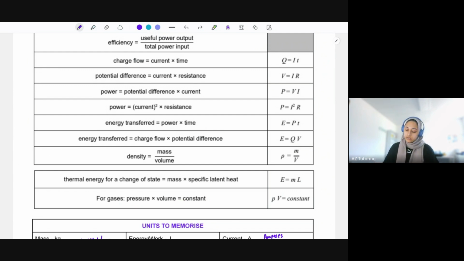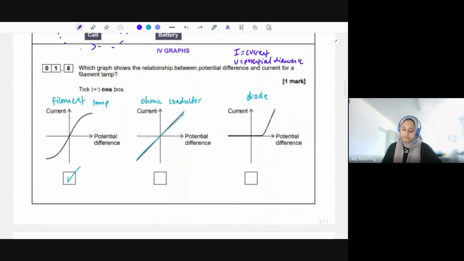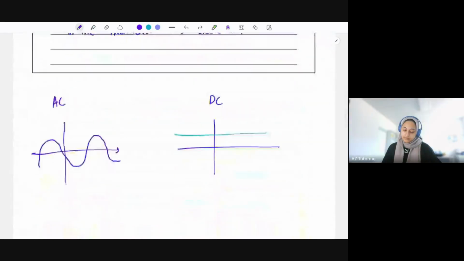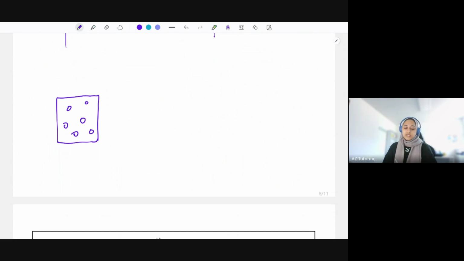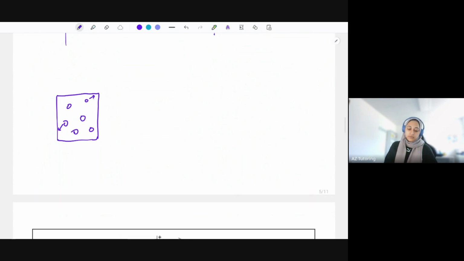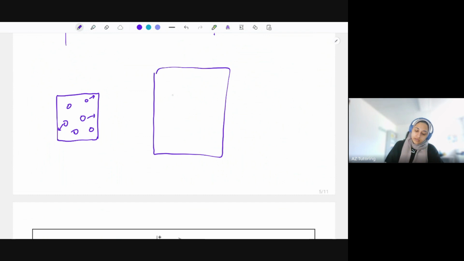Just think of it this way. I'll just draw it over here. If I had a small container with few particles of gas, these are more likely to hit the wall in a smaller volume. Now, if I increase the volume, that same amount of particles are not really going to hit the walls that much because you've just increased the volume. Therefore, there's a decrease in pressure.